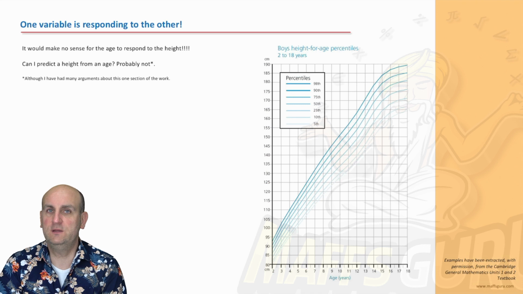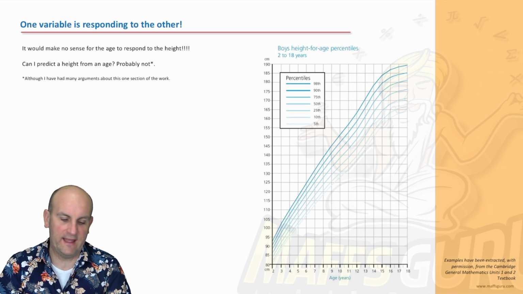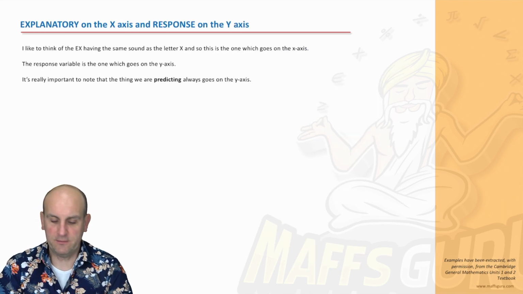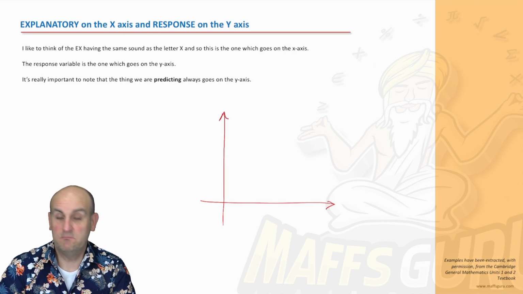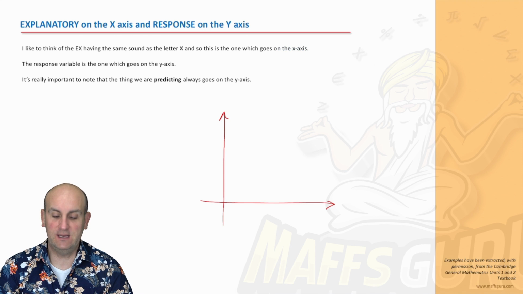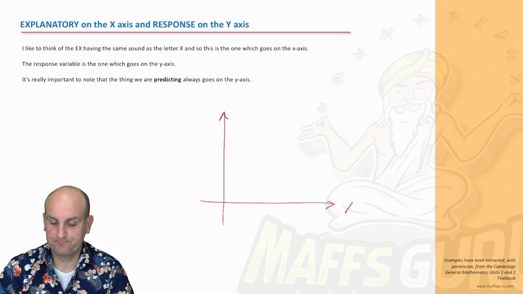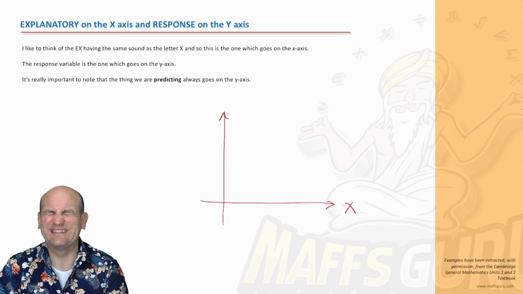So we're looking for something to predict from. Now, in mathematics, we call these particular things related to our axes, and it's funny because this axis here is the x axis.